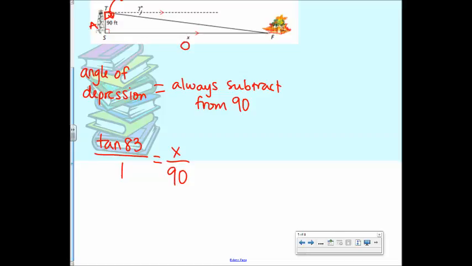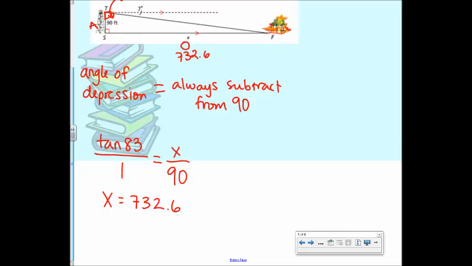You're looking for the horizontal. Did we close parentheses after 83? You do tan 83, close parentheses, times 90. And I would get 732.33. There we go. So 733, or 732.6.